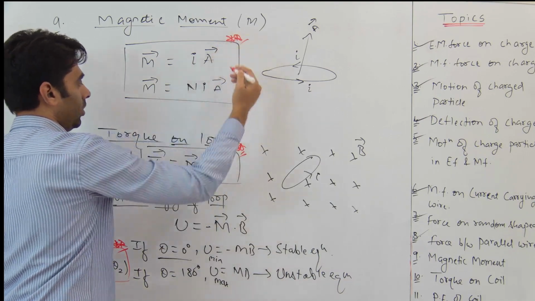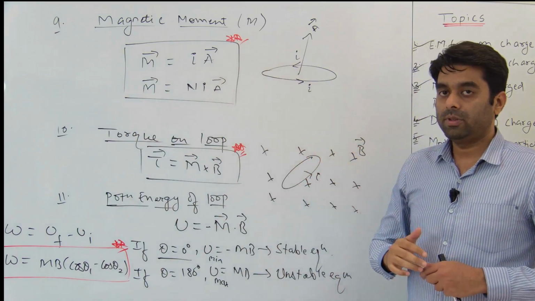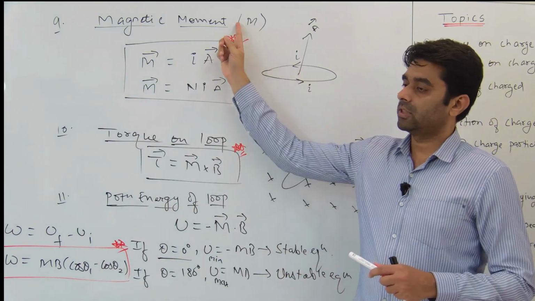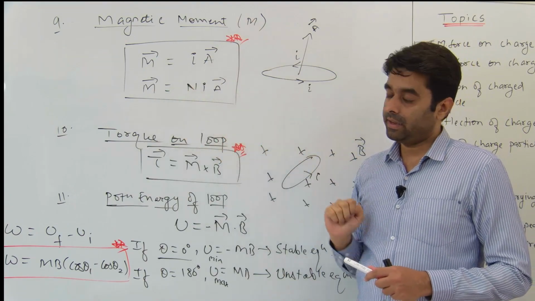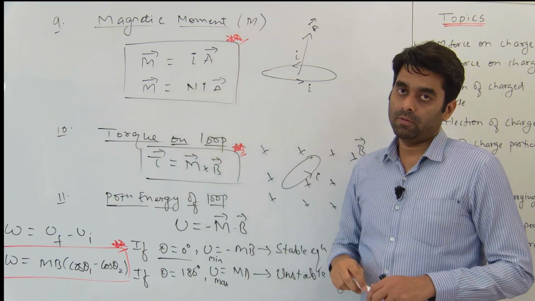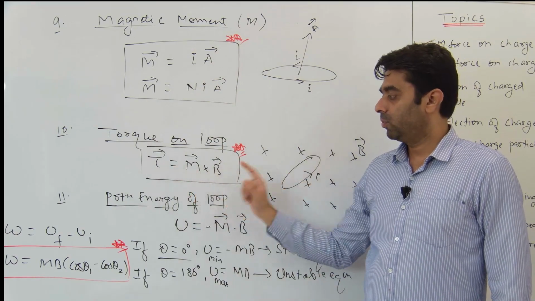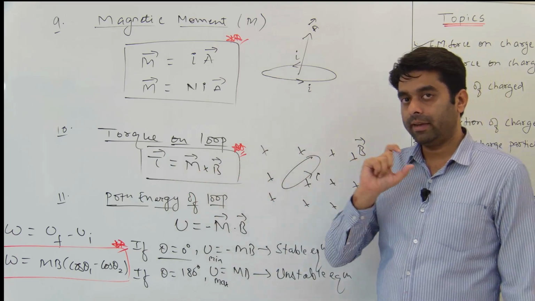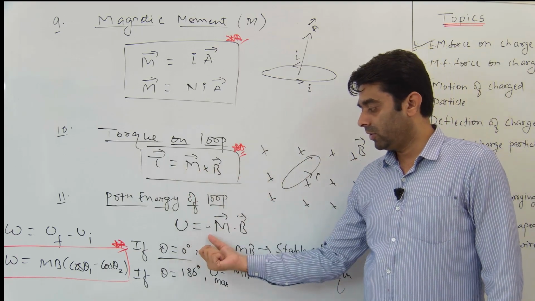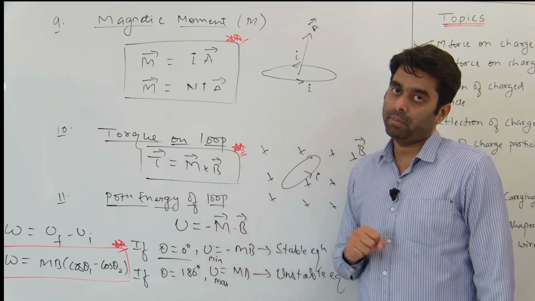So all these results are there. I hope it's okay for you. Just keep the highlighted results in mind. We have discussed the magnetic moment. Magnetic moment is given as NIA. A is the area vector, I is current, N is the number of turns. Torque on a loop is given as the cross product of magnetic moment and magnetic field. Okay, potential energy of a loop in a magnetic field is given as U equals minus M dot B, that means the dot product of magnetic moment and magnetic field.